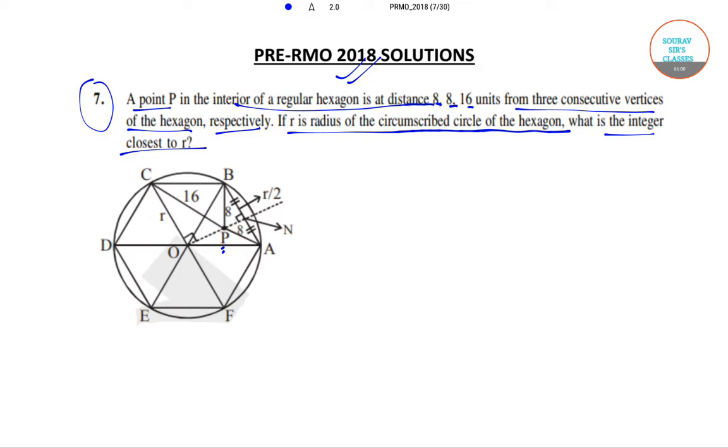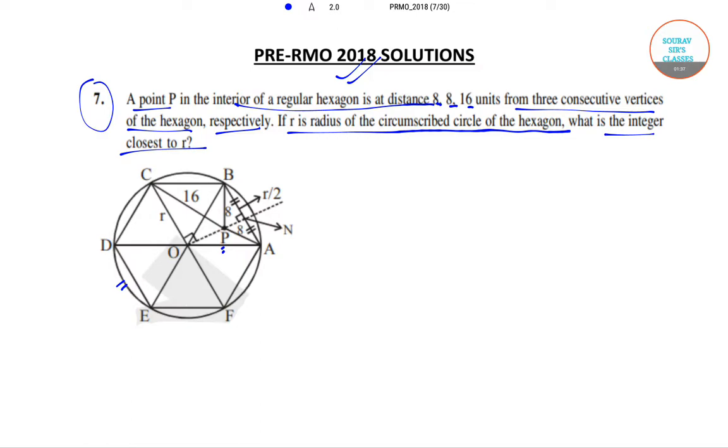So what we have done over here, we have taken that the point P is at a distance of 8 units from A, and then at a distance of 8 units from B, and then at a distance of 16 units from C. So this is the structure that is possible for the point P, which is in the interior of the regular hexagon. Now it has been given that we have a circumscribed circle of the hexagon. So this is the circumscribed circle, and this circumscribed circle has a radius of R. And we need to find out the integer which is closest to R. So this is what we need to find out.